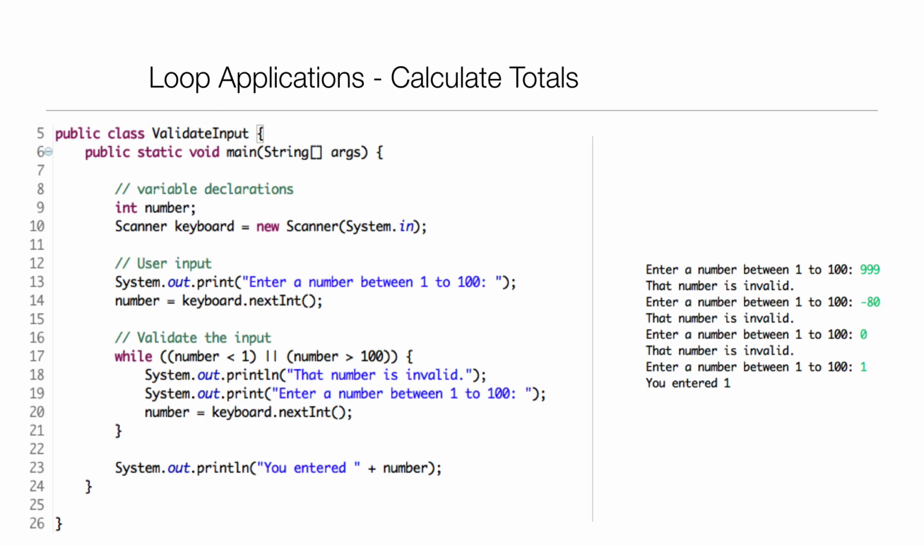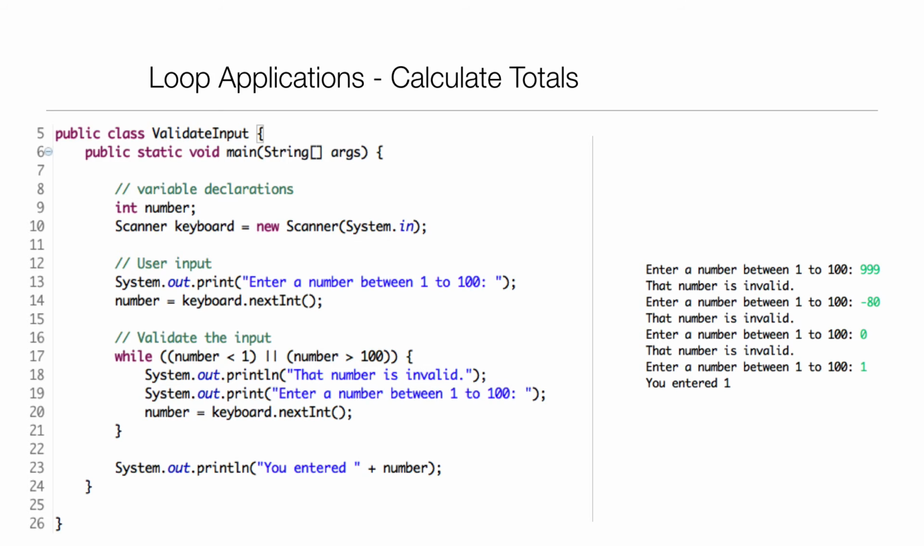Well, -80 is less than 1, so that's true. Number is greater than 100, that's false. -80 is not greater than 100. But we've got true or false, so with an OR statement, it equates to true. So again, it says, please enter a number between 1 and 100. And so that's great. It prompts the user again.